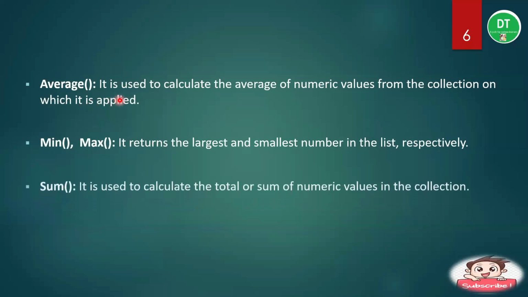Average. This method is used to calculate the average of numeric values from the collection on which it is applied. Min or Max method. It returns the smallest and largest number in the list respectively. Min will return the minimum of the numbers from the collection and Max will return the max number. Sum. It is used to calculate the total or sum of numeric values in the collection.